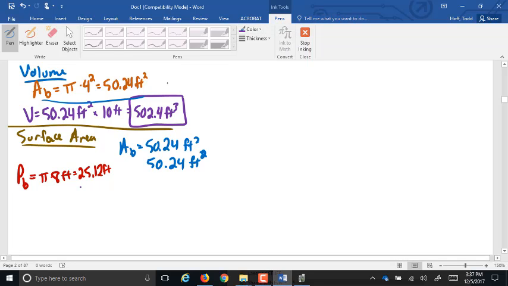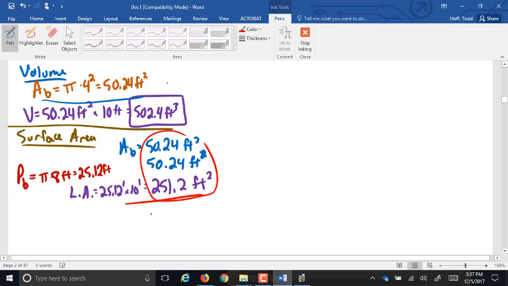So the lateral area is that perimeter of the base, 25.12 feet, times the height of 10 feet, which comes out to be 251.2 square feet. So that's going to give us a total surface area by adding those three numbers up, 351.68 square feet.